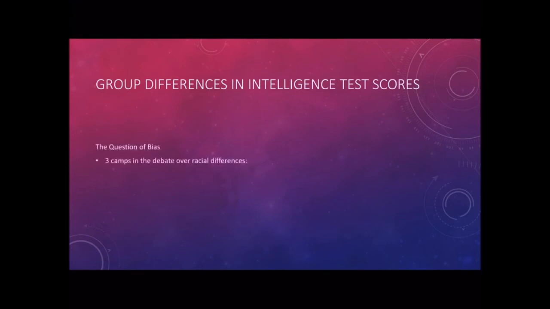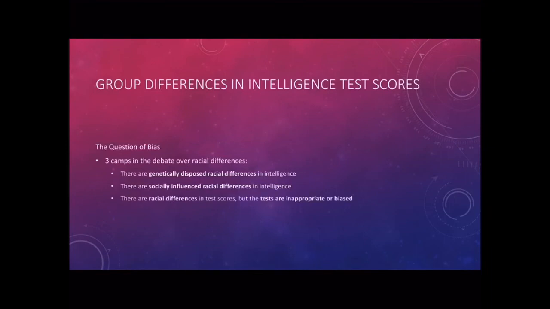Okay, so when we're talking about racial bias, there are these three camps. Number one, there are genetically disposed racial differences in intelligence. So what this camp is saying is the racial differences that we see are genetically influenced. The second camp says, no, the racial differences that we see are socially influenced. And the third camp says, look, there are some racial differences in intelligence test scores, but that's because the test itself is inappropriate or biased. There's something wrong with the test. There's not something wrong with the results that we're getting.